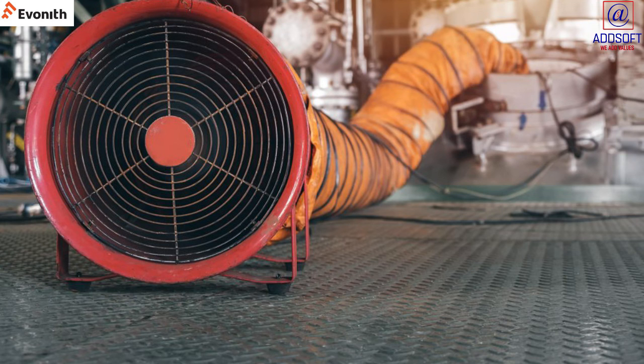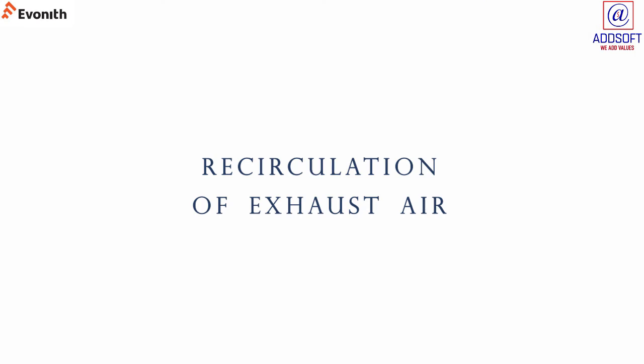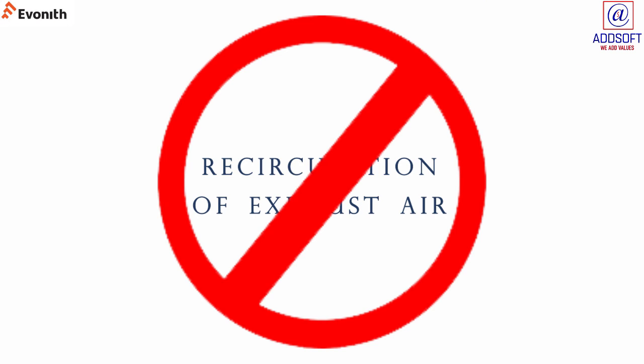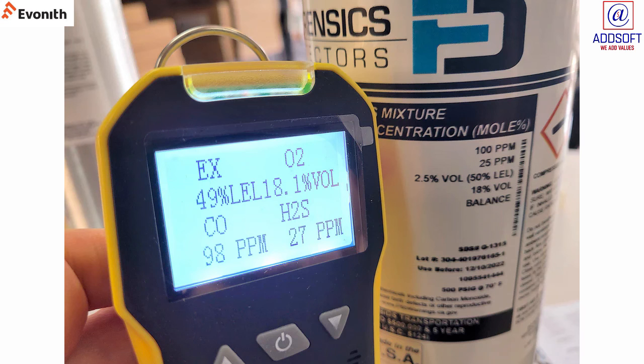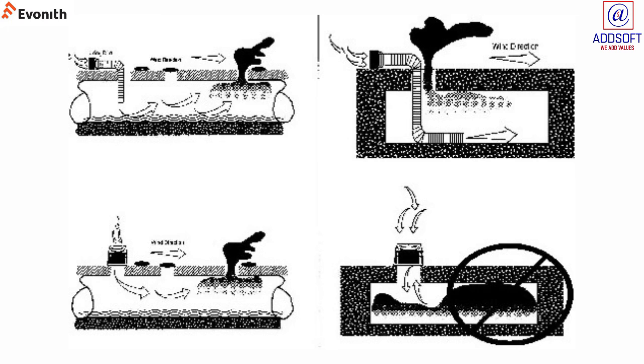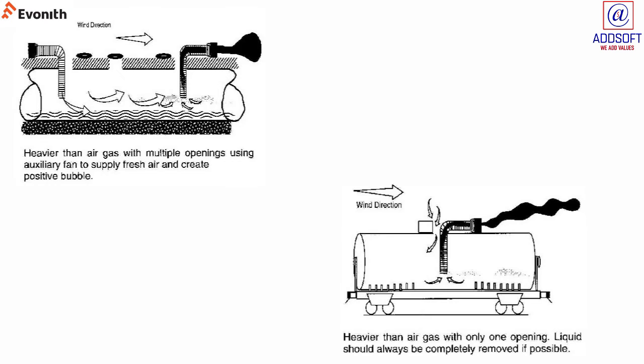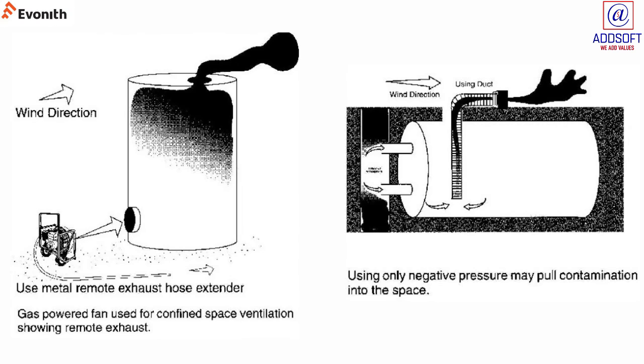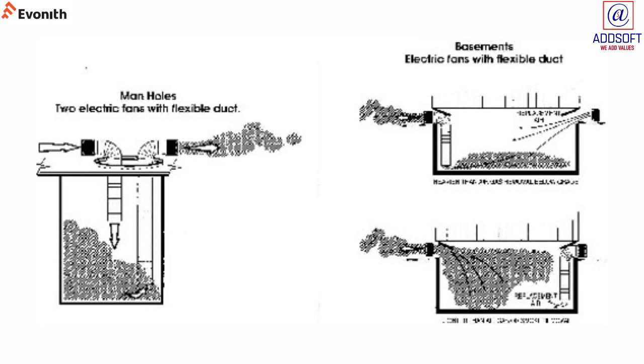In all cases, ventilation should continue while space is occupied. Prevent recirculation of exhaust air. If any LEL reading is present, remove hose before the fan is turned off. Lighter than air gases. Heavier than air gases. Special situations: below grade conditions.